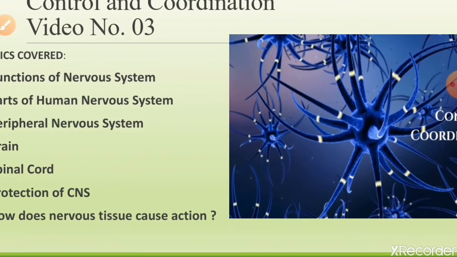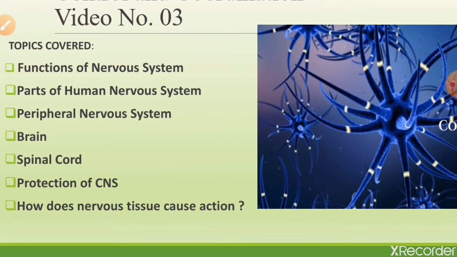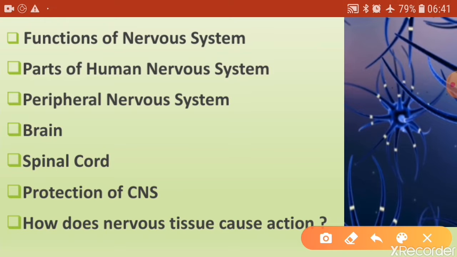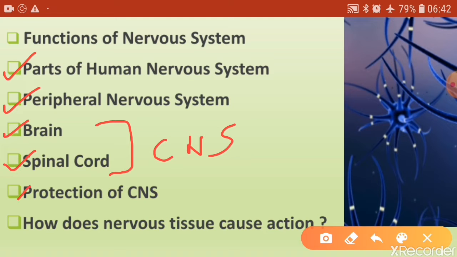Students, today in this video I'll be discussing the functions of the nervous system, and then I'll be telling you about the parts of the human nervous system, under which you'll be learning about the central nervous system, which comprises the brain and spinal cord. You'll be learning about the peripheral nervous system, and then I'll discuss how the central nervous system is protected in our body. And at the end, I'll be discussing how the nervous tissue or the nervous system causes any kind of action.